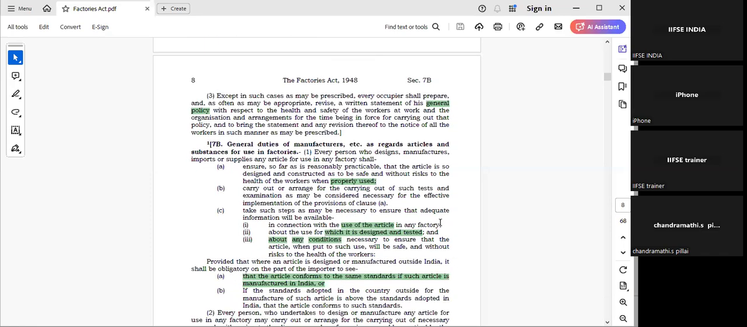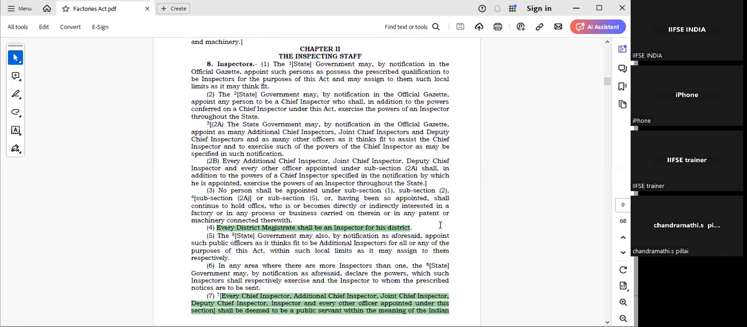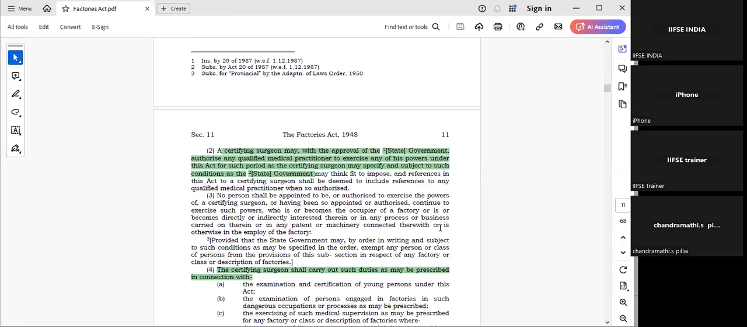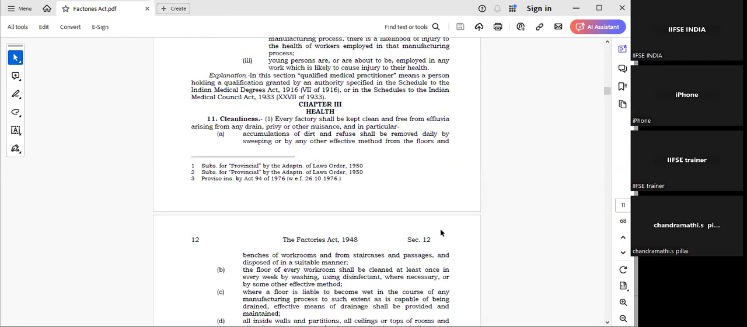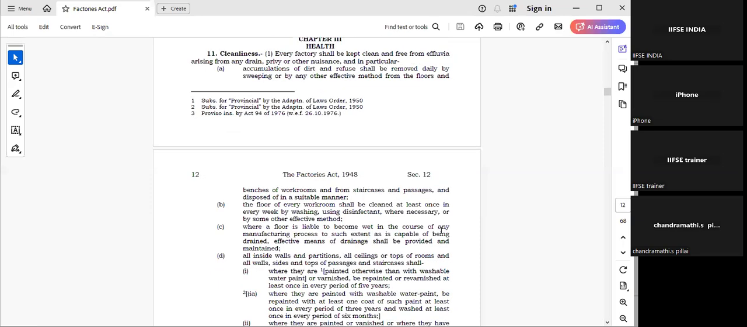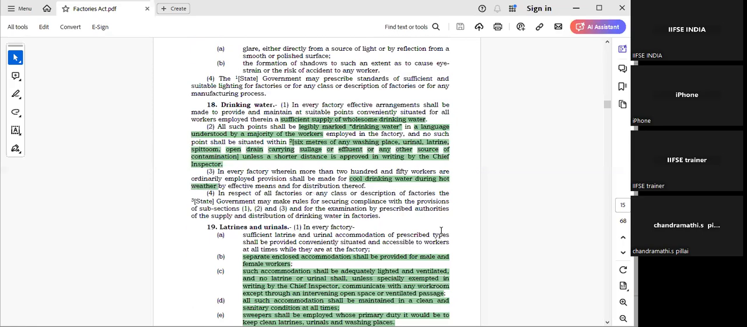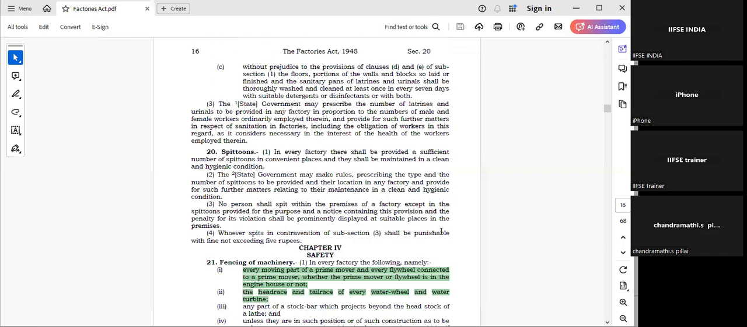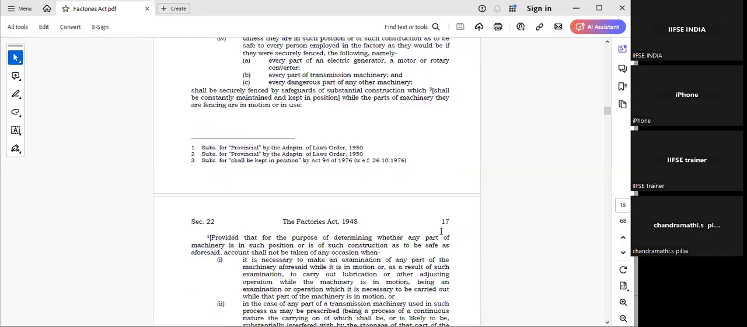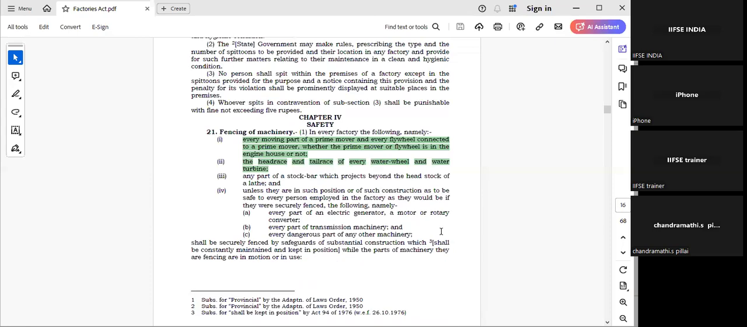And we have seen who is meant by occupier and their general duties, and the inspectors' general duties in chapter 2. Then we saw the powers of inspectors. Then we started with the health chapter as well. We have seen cleanliness, ventilation, dust and fumes, artificial humidification, drinking water and that requirement, latrines and urinals, spittoons. Then we entered into chapter 4, safety. Here this chapter is majorly focusing on most of the safety aspects with respect to the equipment and the facilities. The health chapter is mostly focusing on health and hygiene.